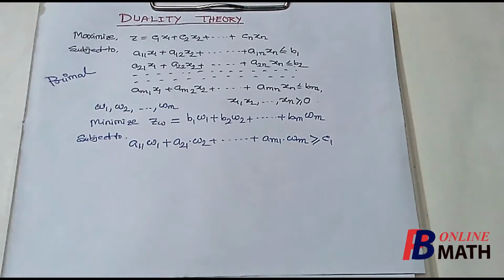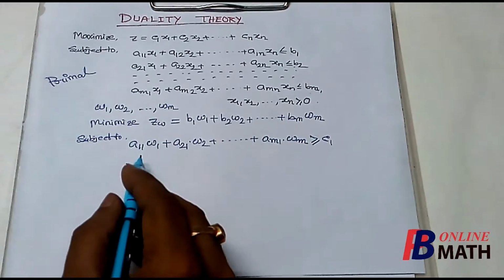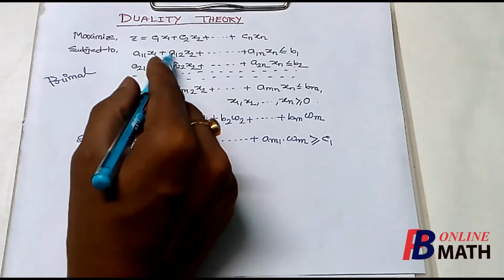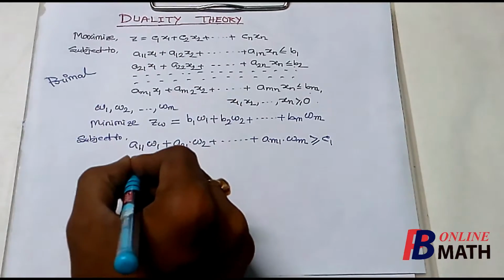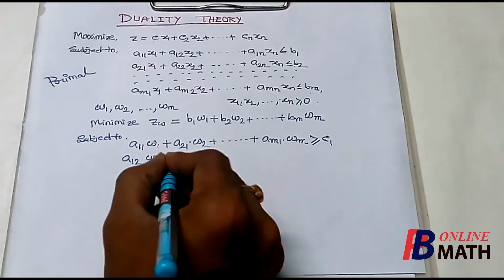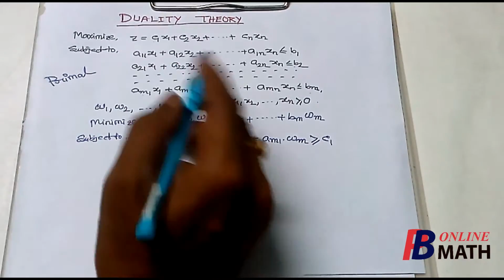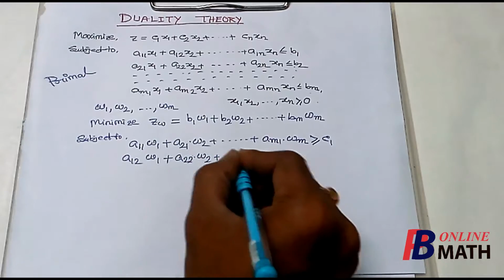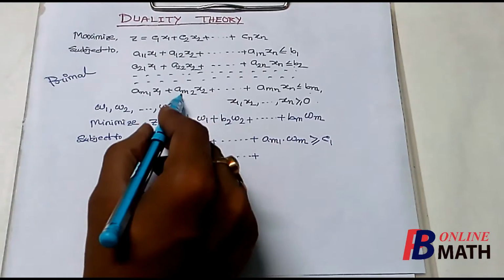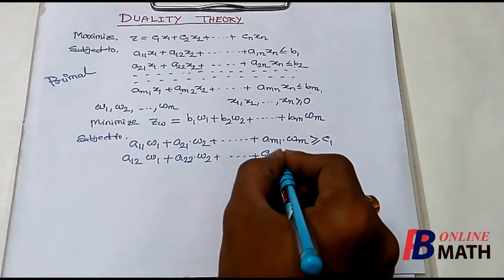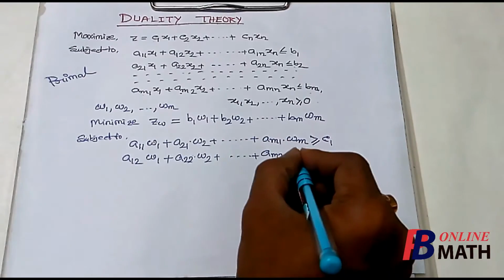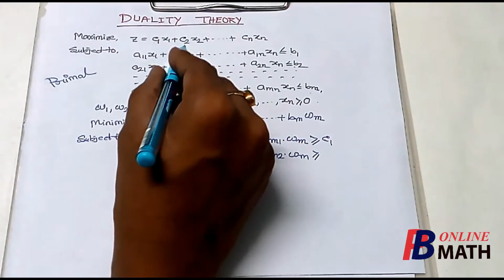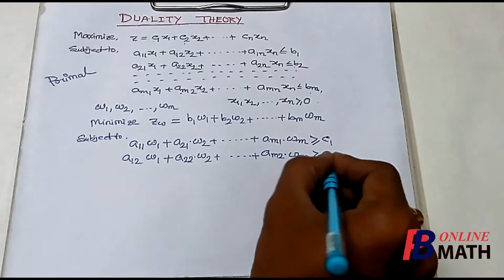Now let us write the second constraint. This can be found from the coefficients in the second column: a12 into the first variable omega 1, plus a22 into the second variable omega 2, and continuing in this way, am2 multiplied by the last variable omega m, and this will be greater than or equal to the second cost value, which is c2.